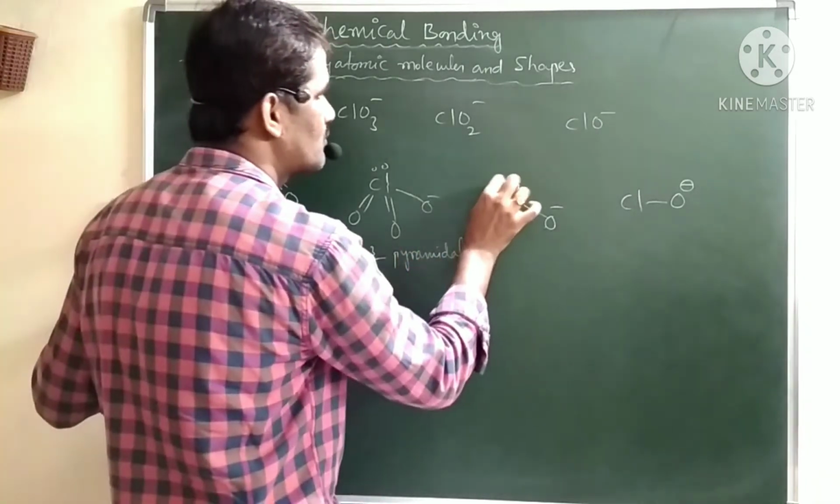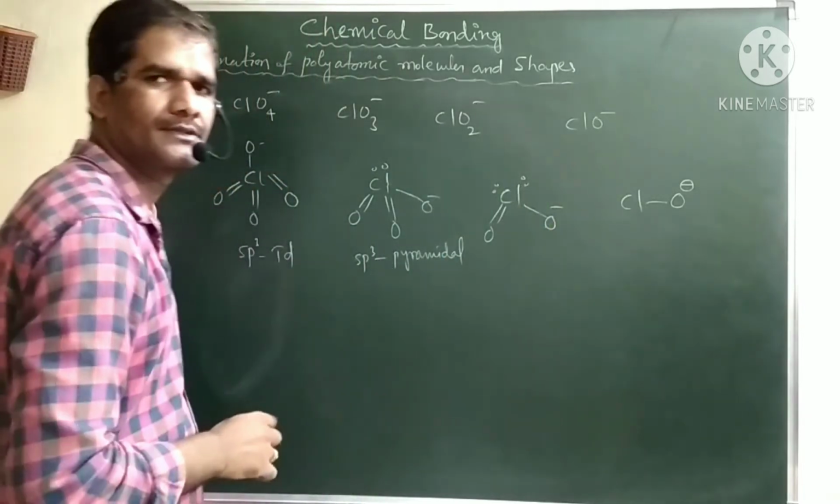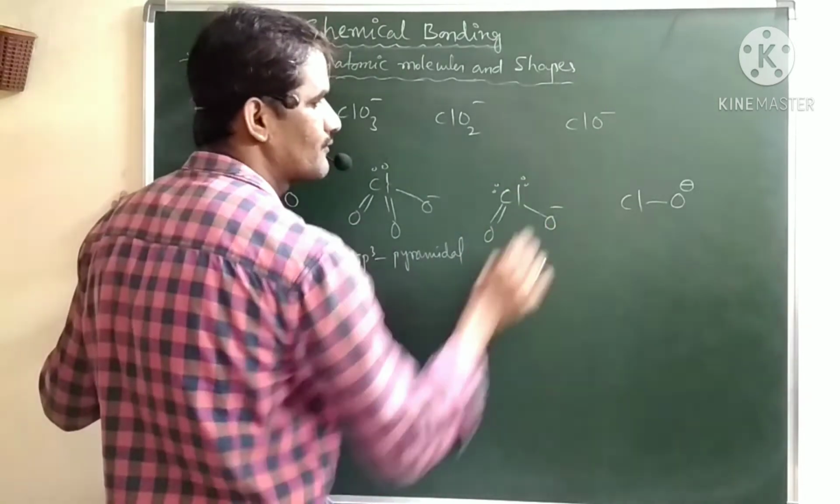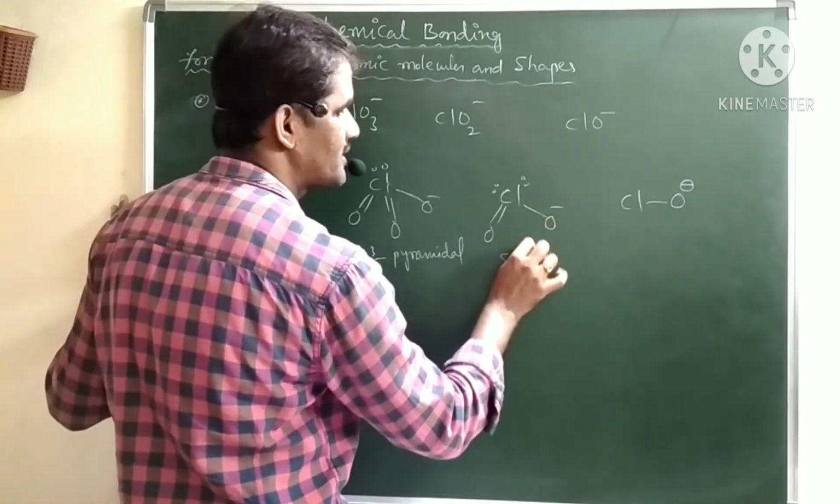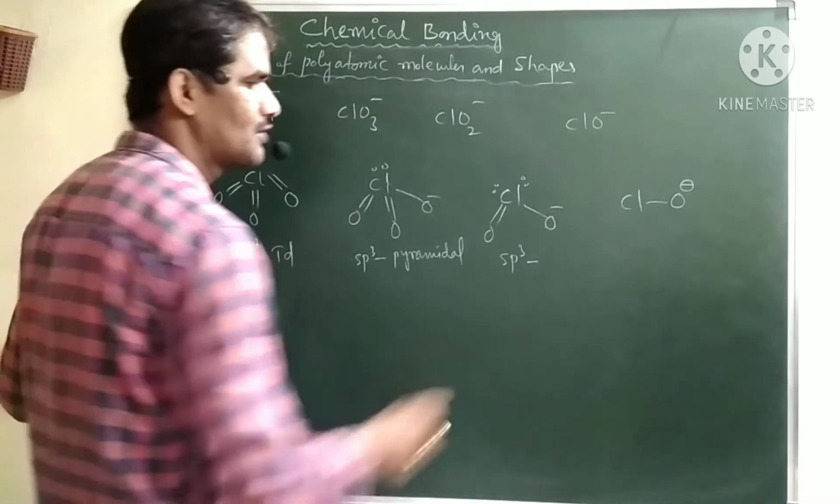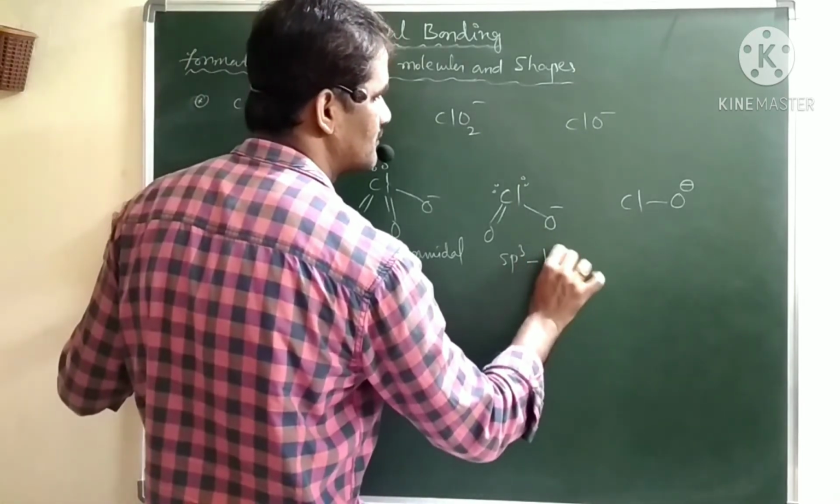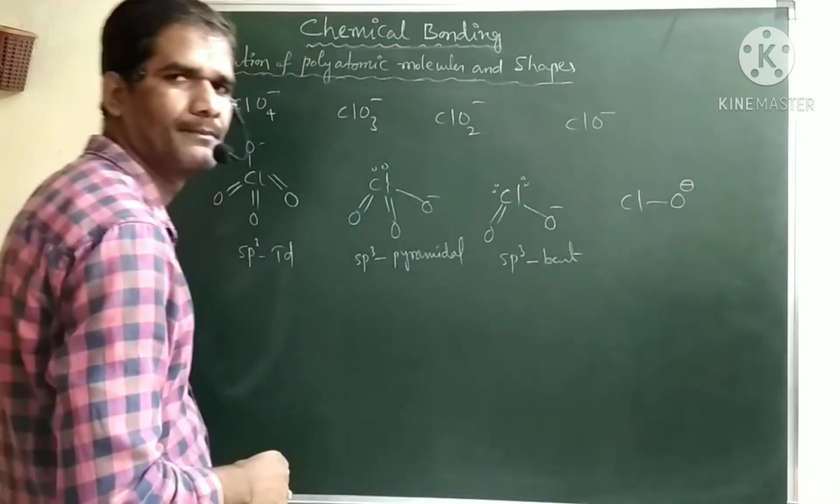And here ClO2 minus now carries 2 lone pairs. So again, steric number 4, 2 sigma bonds, 2 lone pairs. Hybridization is sp3, but the geometry is bent shape, or angular, or V shape.